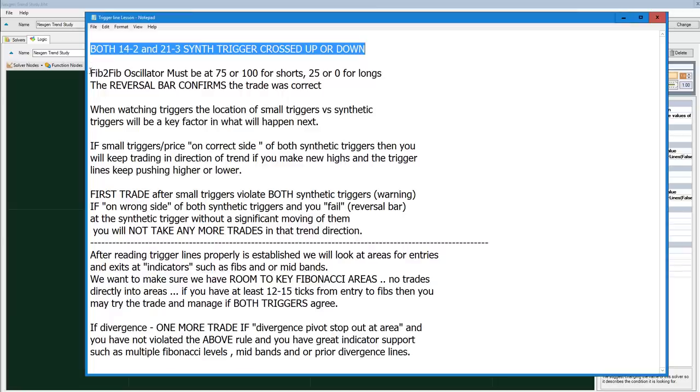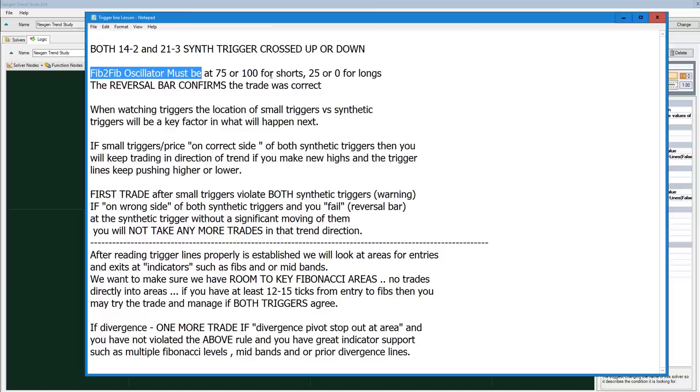Rule number two is our fib to fib oscillator must be at either 100 or 75 for shorts, right at the upper end, or 25 or 0 to take long trades. And then a reversal bar is going to confirm that the trade was correct. So you're not going to know it was correct until what? Until the market goes your way, right? So we're going to show you the confirmed version first, and then we're going to work our way through things.